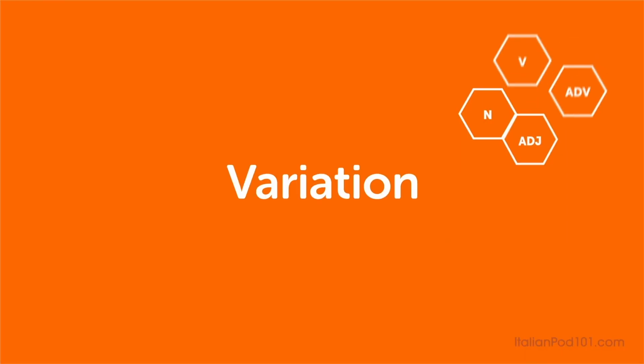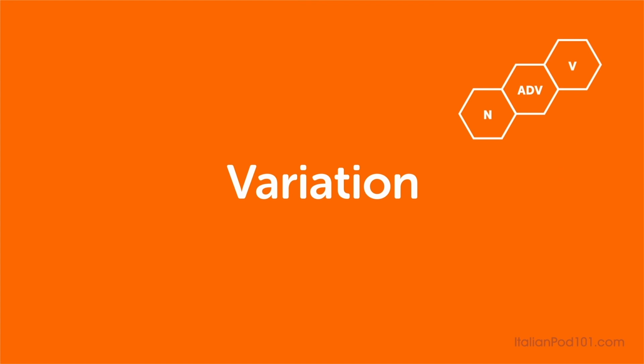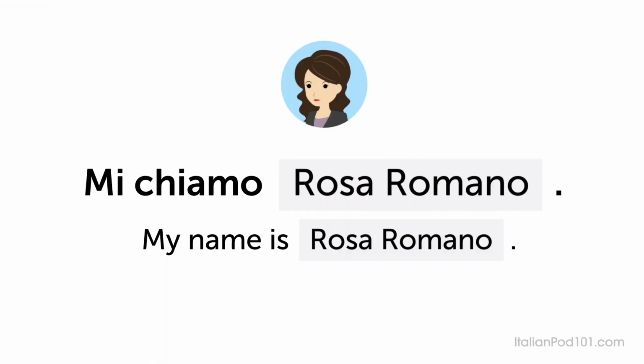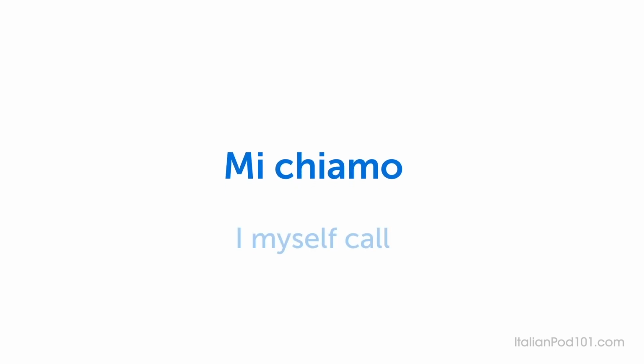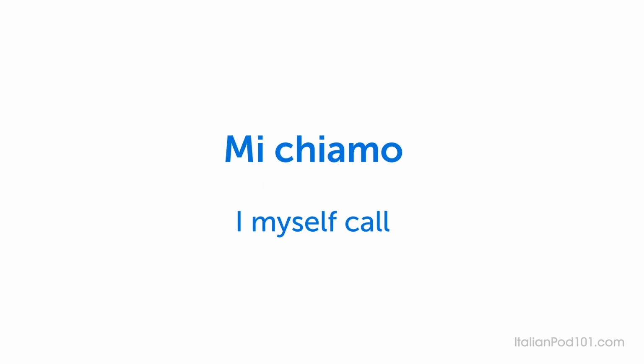Did you notice how the last speaker uses a different pattern? She says, Mi chiamo Rosa Romano. My name is Rosa Romano. This pattern uses the phrase, Mi chiamo, which literally means I myself call, but translates as my name is.